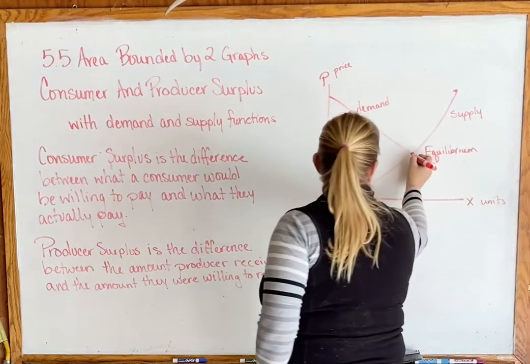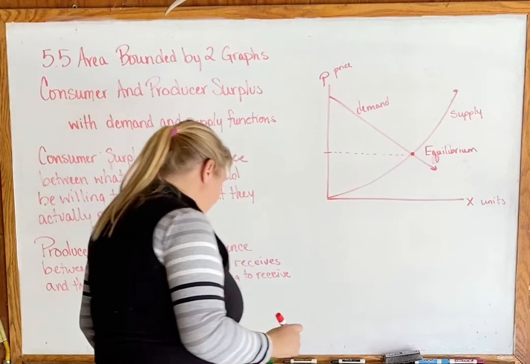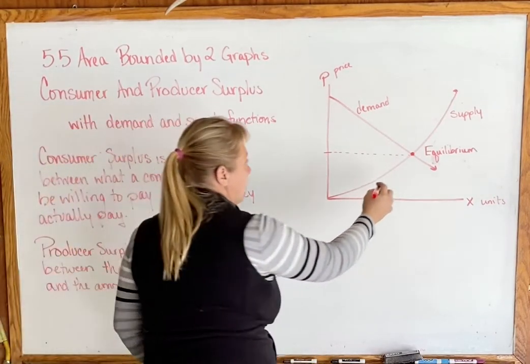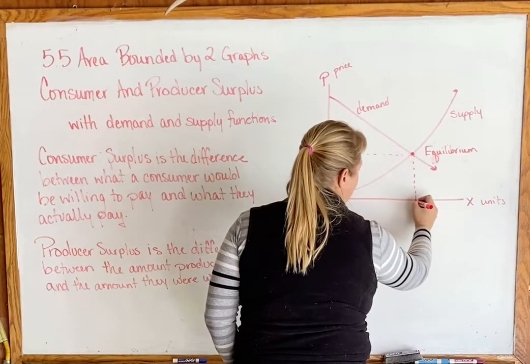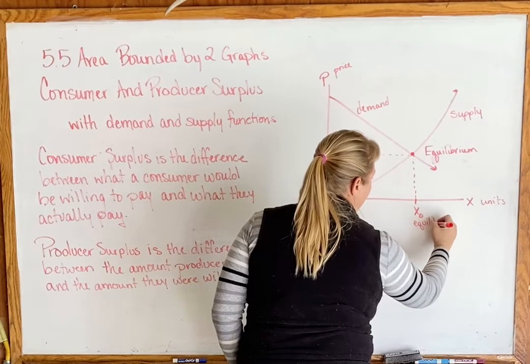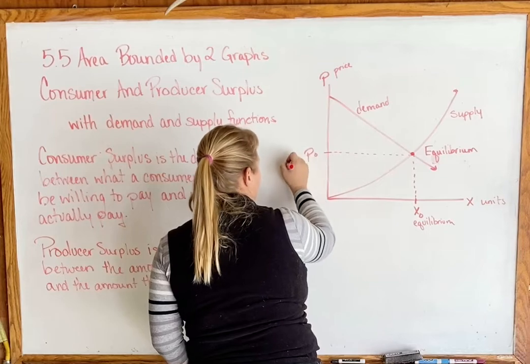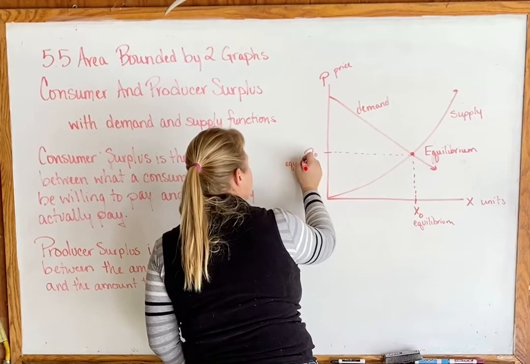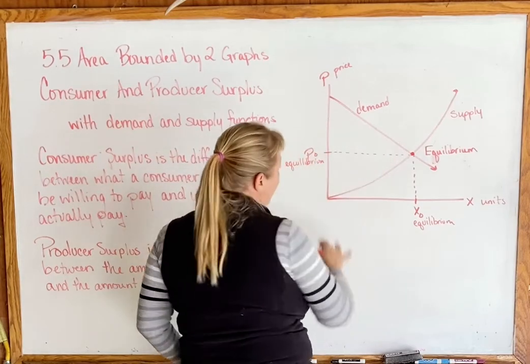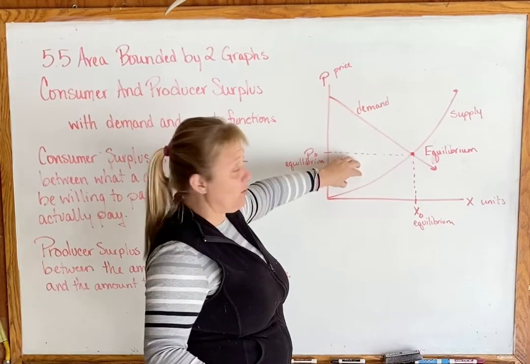So what I'm going to do is draw a line straight over like this. Okay, and this we are going to label X sub 0 for equilibrium. And this one we're going to label P sub 0, also for equilibrium. Now, what we've done is we've split this bounded region into two separate regions.